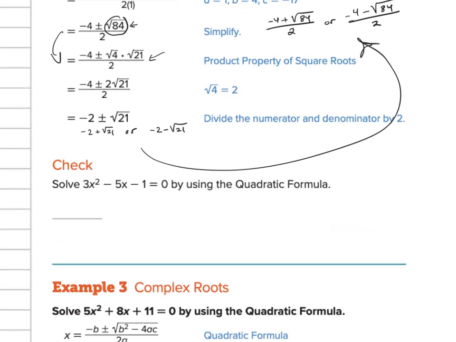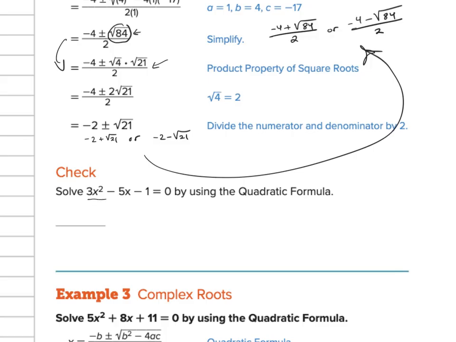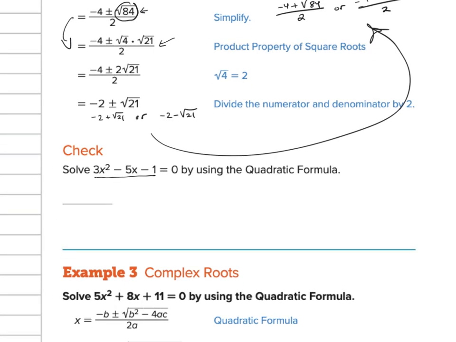Okay, so in this check, they're asking you to use the quadratic formula to solve this. You may be able to do it differently, but they're asking you to specifically use the quadratic formula. So take a chance, give it a go, and check your answer.